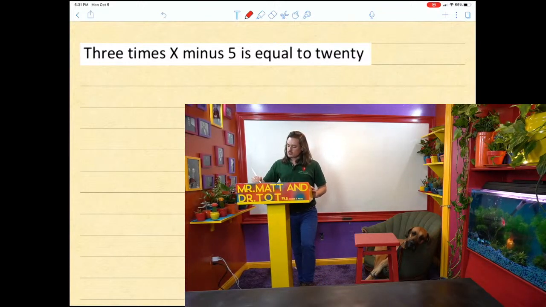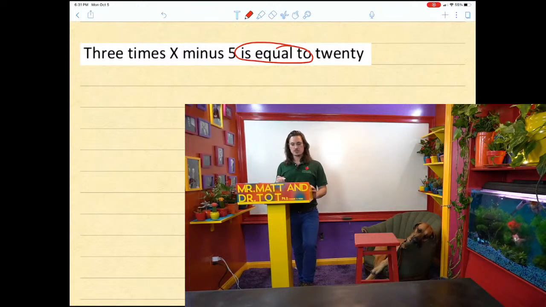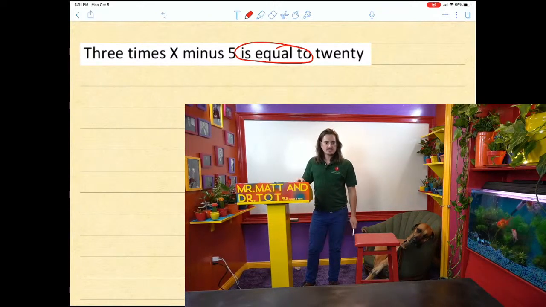Everything that comes before this word or phrase will be on one side of the equation, and you can draw a line here. Everything that comes after this word or phrase will be on the other side of this equation. Okay, so that represents the equal sign.